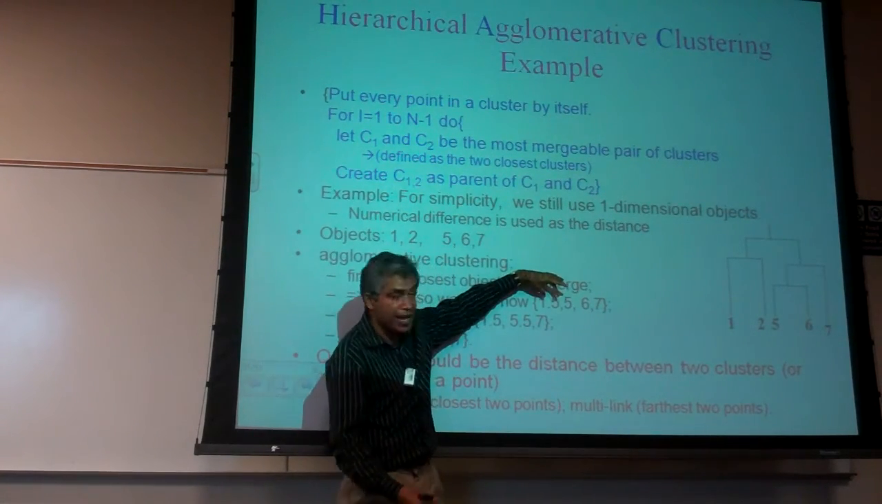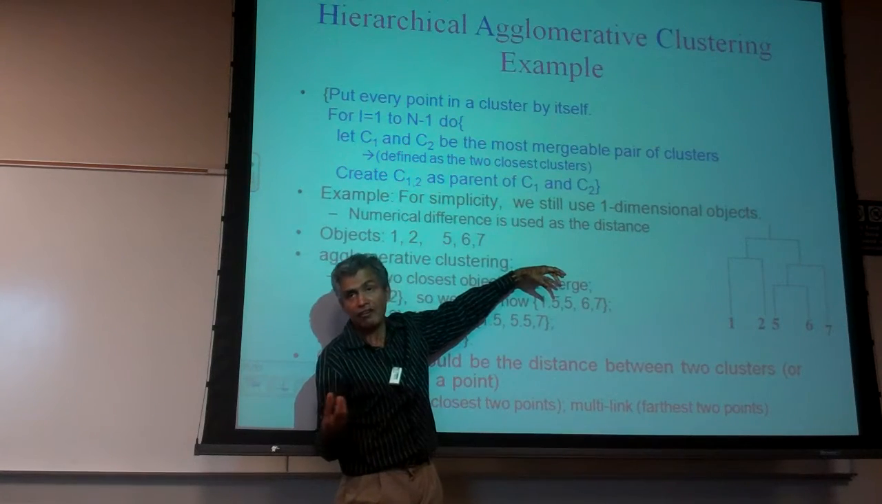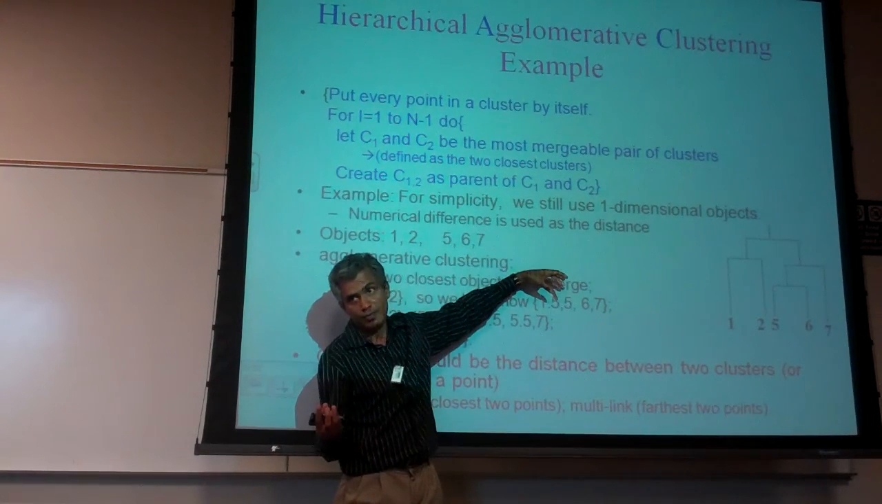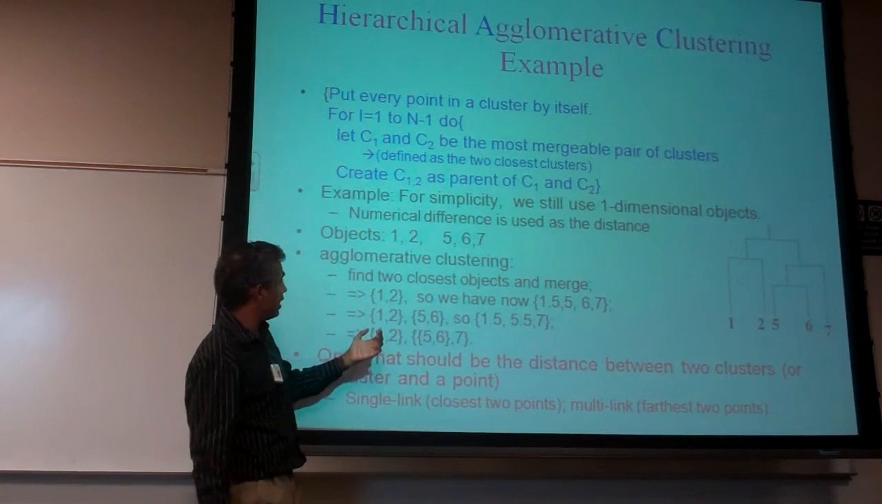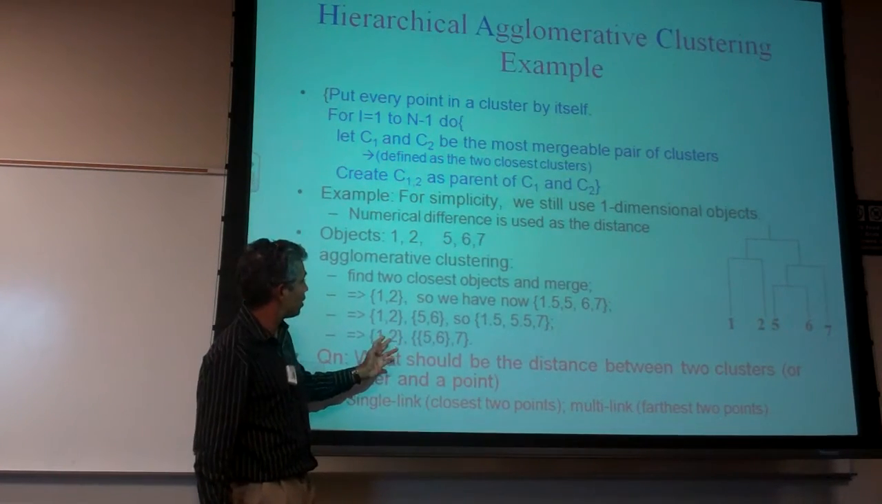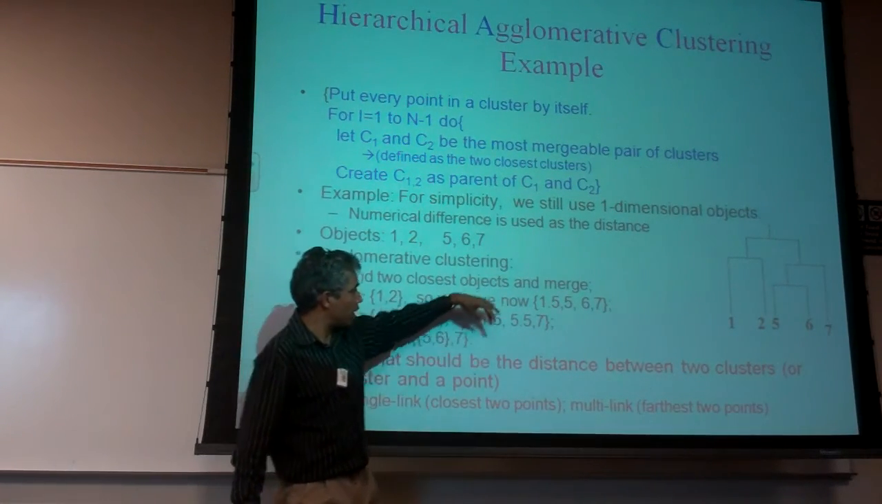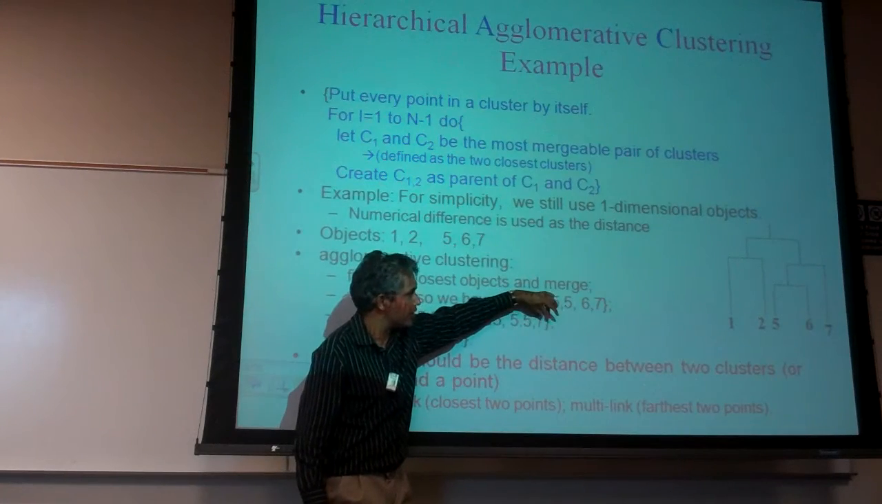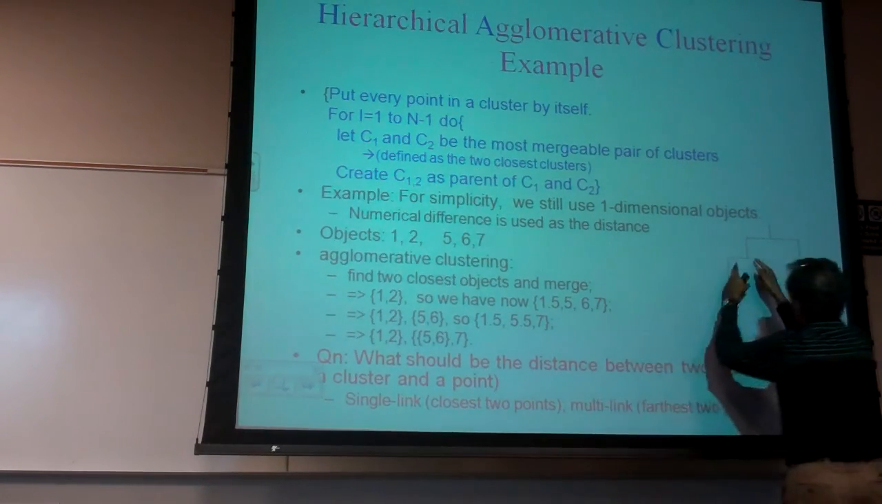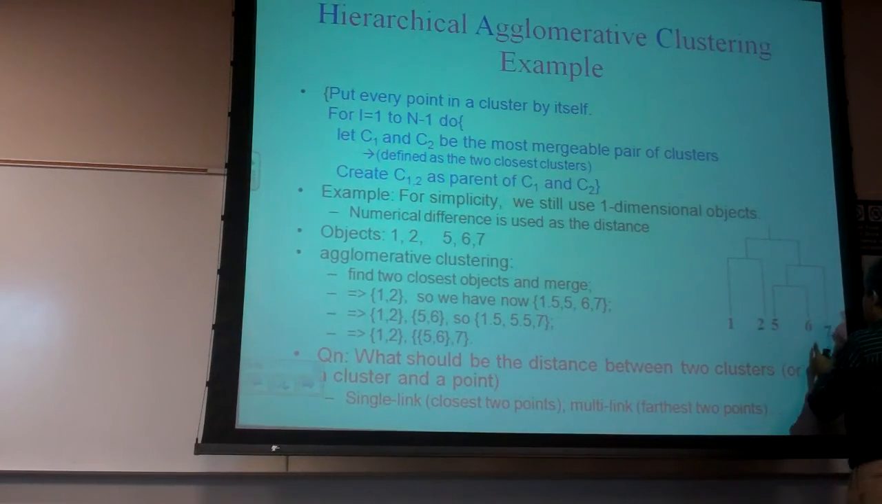Now I look for the nearest pair of clusters and merge them again. In this case, what did I do? I merged 5 and 6. So now I have the 1, 2 cluster, the 5, 6 cluster, and the 7 cluster.